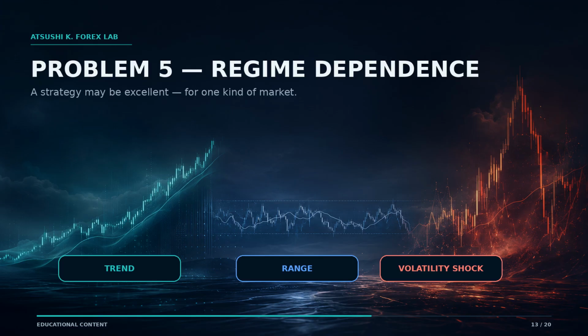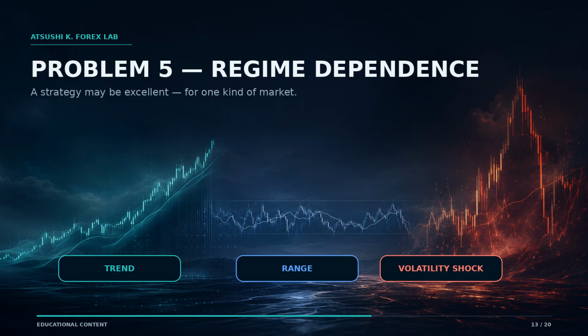Problem number 5 is market regime dependence. A trend-following system can look brilliant during a long directional period. A mean reversion system can shine in a stable range. Neither result proves the logic can handle the opposite environment.